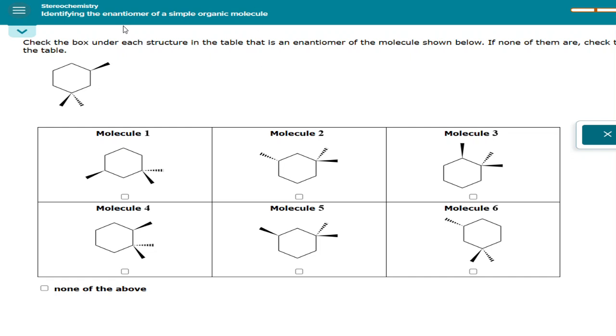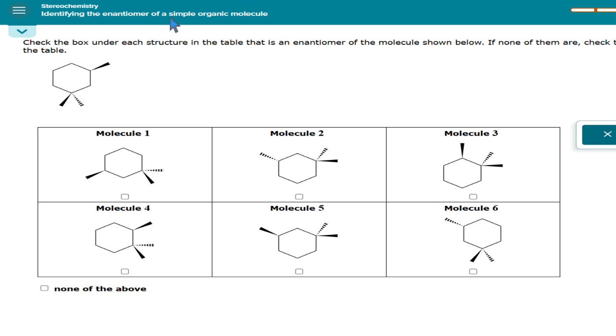Right, so for this question, you have to find the structures that are enantiomers of the one that you are given above. Do you know how to find enantiomers, or do you know what an enantiomer is? It's the mirror of it. Yeah, it's basically the mirror image of it.